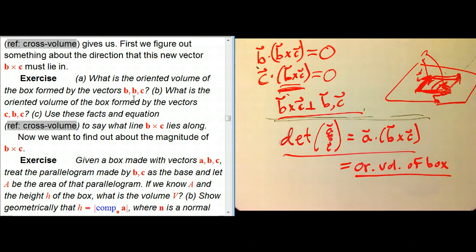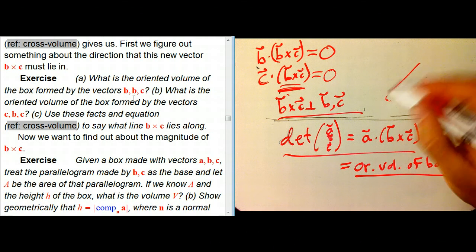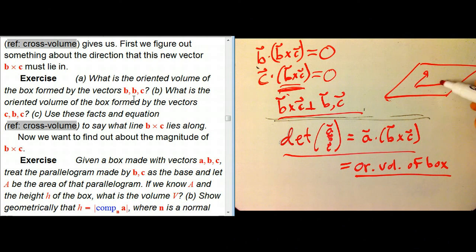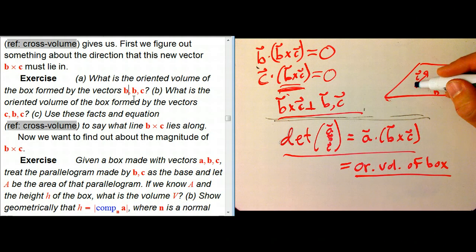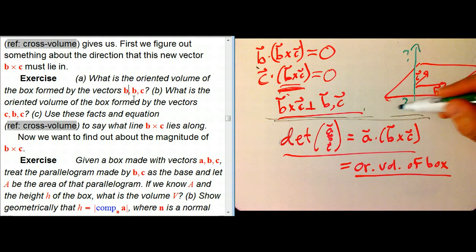So another way to say it, let me clean up this picture a little bit, is that we have whatever this plane is that's spanned by B and C, and the cross product of B and C is perpendicular to that. It's either up here or maybe it's down here, but it's along this line. Okay, and so that's our conclusion for this first exercise, that B cross C must be along the line perpendicular to the plane spanned by B and C.